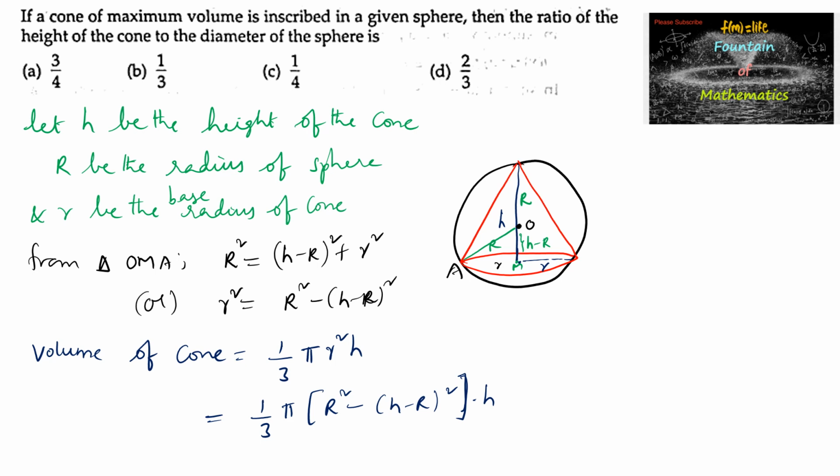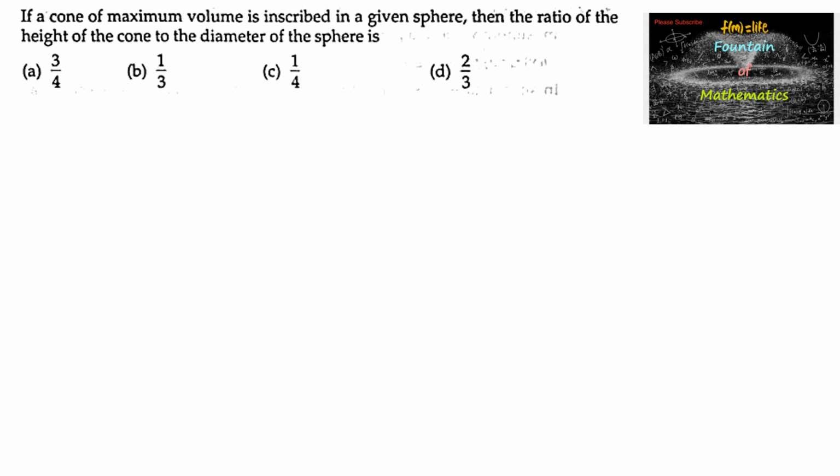Let us consider this as a function in terms of H, like f of H. And to get the maximum volume, we need to find f dash of H equal to 0. So we can write, f of H is equal to 1 by 3 into pi of (R square minus (H minus R) whole square) times H.